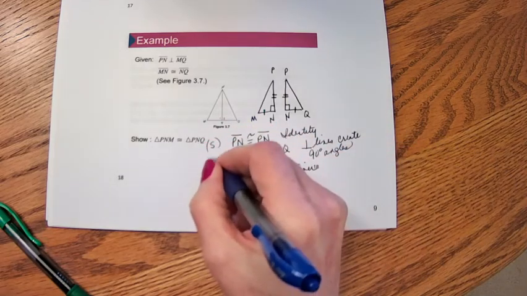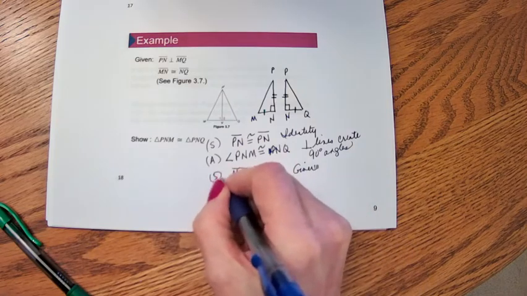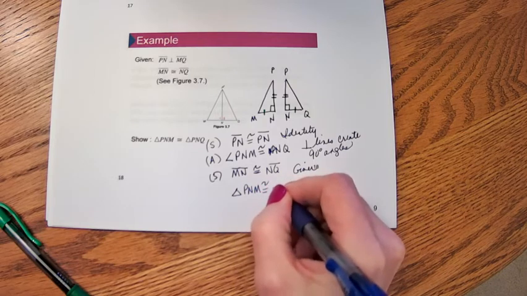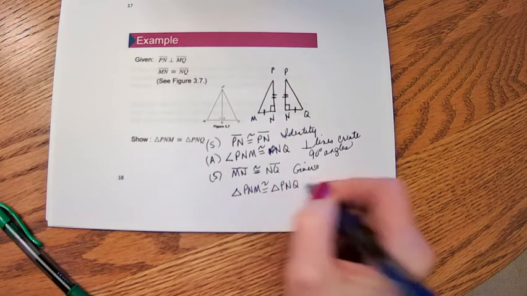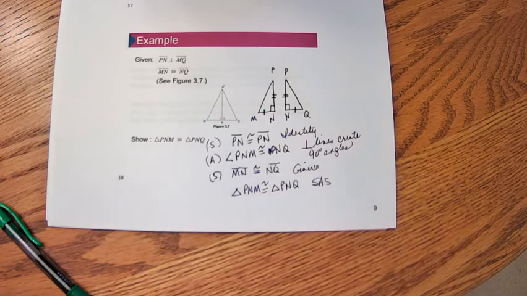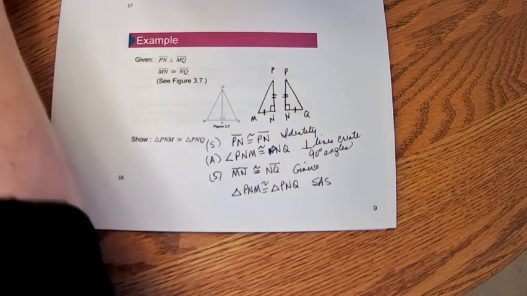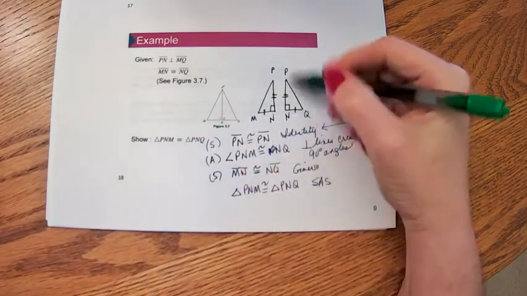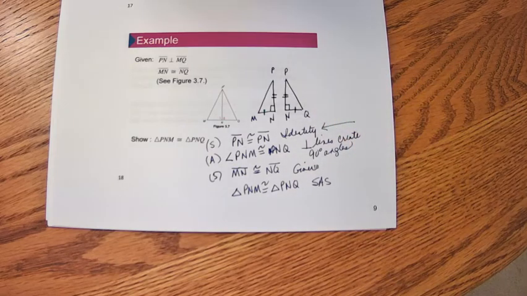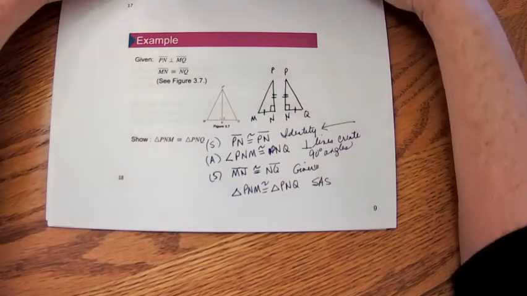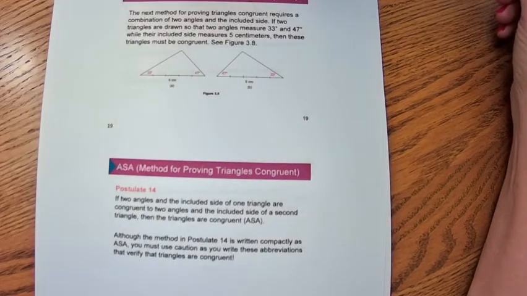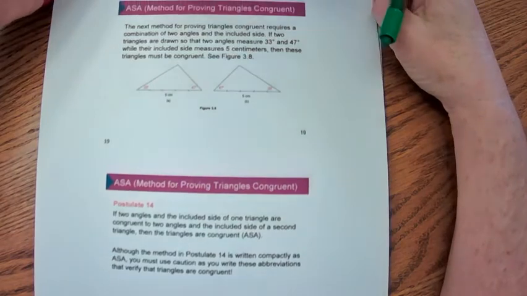So here's a side. Here's the included angle. And here's a side. We can say that triangle PNM is congruent with triangle PNQ. And our reason would be side, included angle, and side. And this is the reminder here that even though we know PN is used in both triangles, you want to say that that side is congruent because it is used in two triangles. So we have side, side, side, and side, angle, side.